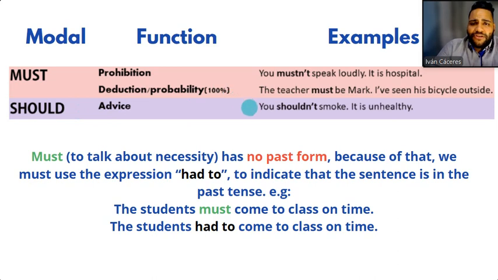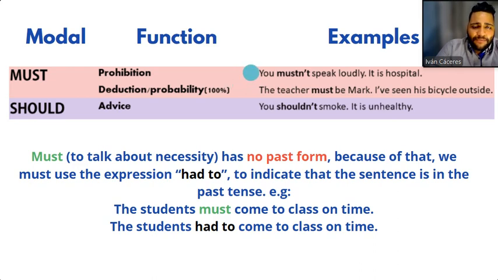Okay, so for example, you shouldn't smoke here, it is unhealthy. You shouldn't smoke, it is unhealthy. Okay, no deberías fumar porque no es bueno para tu salud. Okay, so actually this is just an advice, it's not a prohibition. A prohibition would be you must not smoke here because this is a hospital.